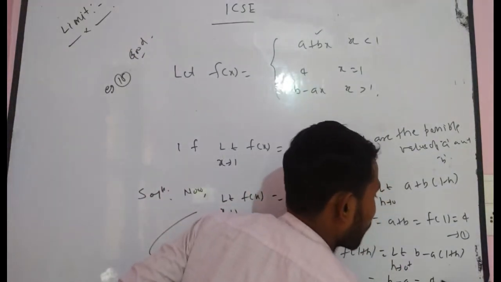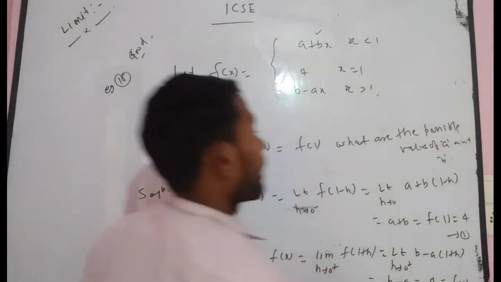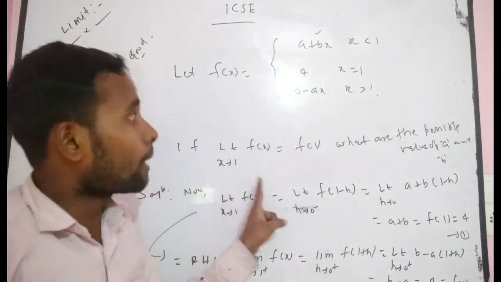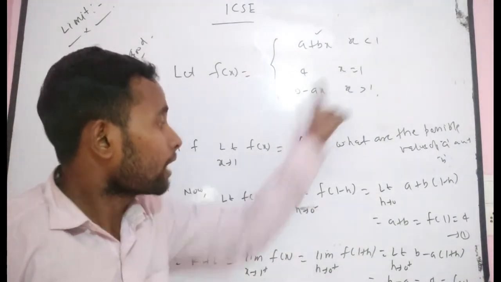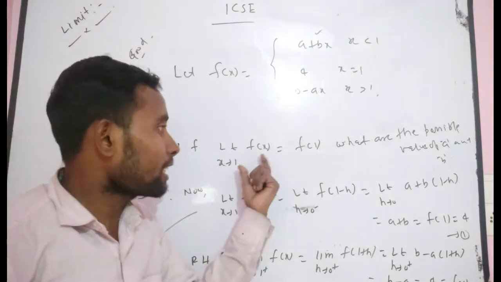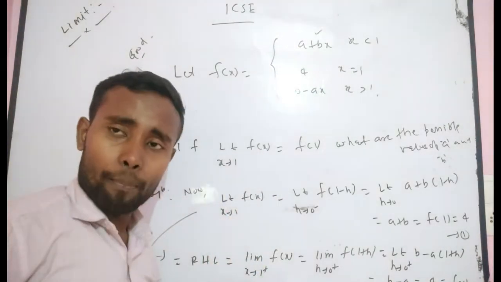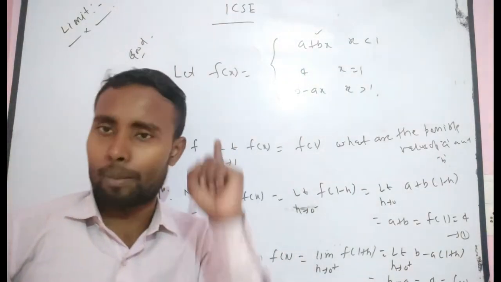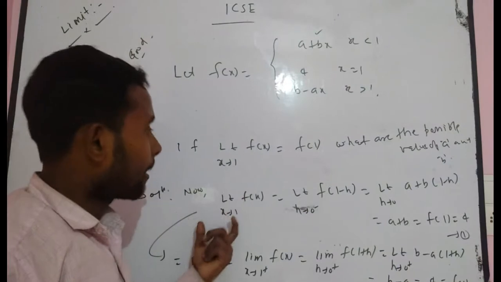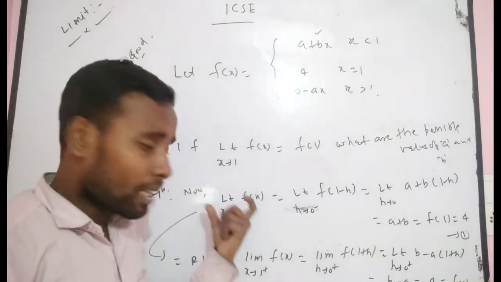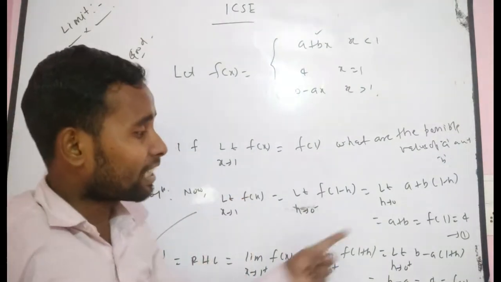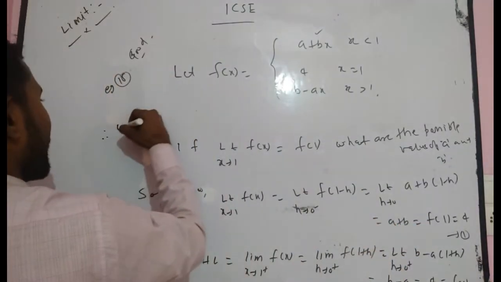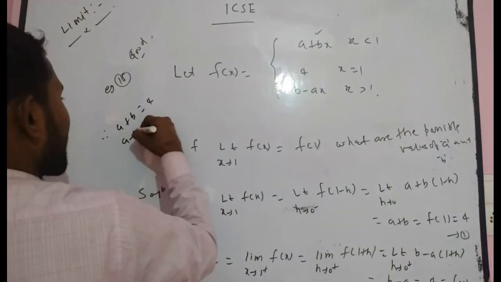This is also equal to 4, because the problem already says the limiting value of f(x) at x equal to 1 is the same as f(1). It may be either the LHL or RHL, because I have already told you the limiting value of a function is the same as the LHL and RHL. So I find the LHL and RHL one by one and equate to 4. Here we get a plus b is equal to 4 and a minus b is equal to 4.